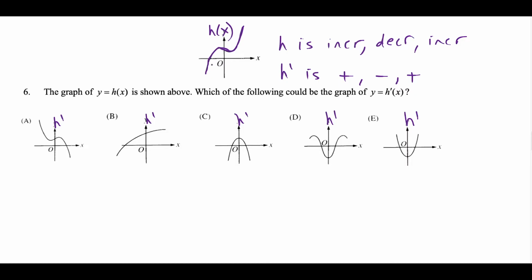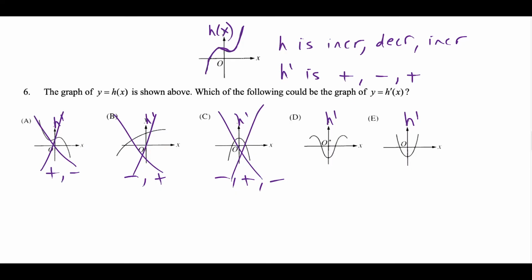So now I look at the answer choices and say, which graph goes from positive to negative to positive? Well, this one here only goes from positive to negative, so that's why this answer is out. This one goes from negative to positive just once, so this one's out. This one goes negative, positive, negative, so that doesn't match what we need. But if you notice here, we have positive, negative, positive. So these two are left.